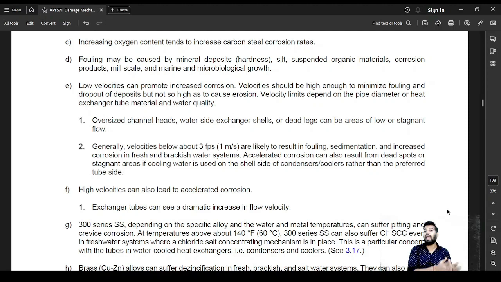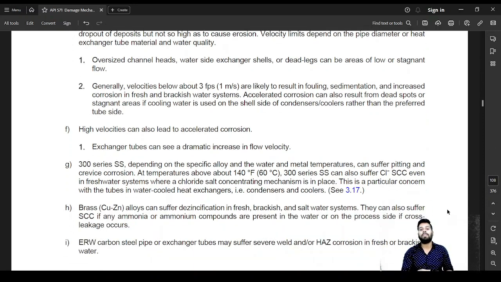Low velocity can promote increased corrosion. Velocity should be high enough to minimize fouling and drop out of the deposits, but not so high as to cause erosion. Velocity limits depend on the pipe diameter or heat exchanger tube material and water quality. Oversized channel heads, water side exchanger shells or dead legs can be areas of low or stagnant flows. Generally velocities below 1 meter per second or 3 feet per second are likely to result in fouling, sedimentation and increased corrosion in freshwater and brackish water systems.